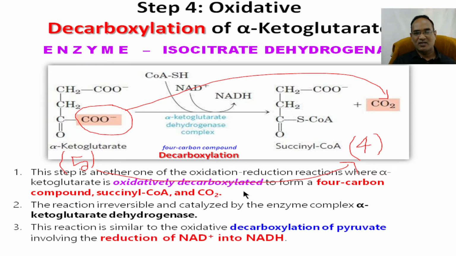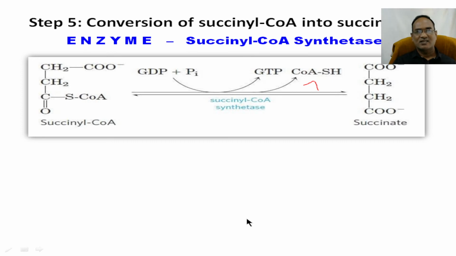This reaction is similar to oxidative decarboxylation of pyruvate, involving reduction of NAD plus into NADH. So the fifth stage is conversion of succinyl CoA into succinate with the help of succinyl CoA synthetase. In this process, guanine diphosphate is converted into guanine triphosphate. From succinyl CoA, it will remove one CoA, so that succinyl CoA will be converted into succinate. If you remove this, the chemical bond will be different from succinyl CoA.